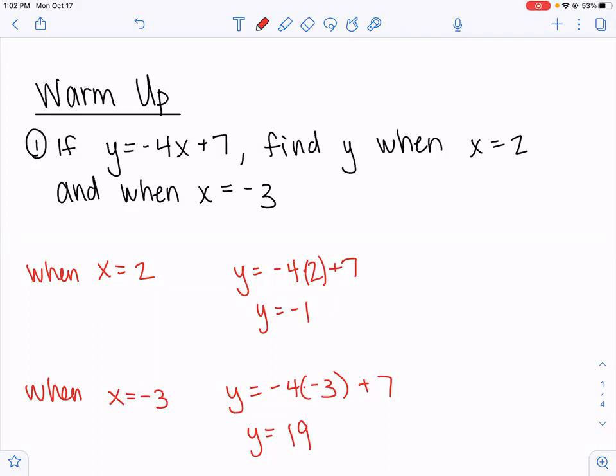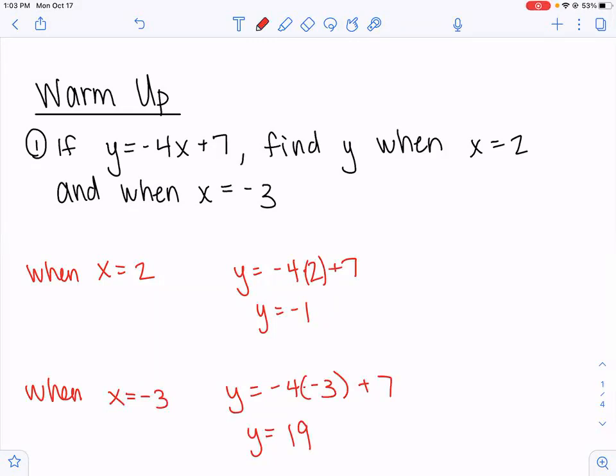Okay, now thumbs up, thumbs middle, thumbs down. How do you feel about plugging a number in for X? You are telling me that you can plug a number in for X. Okay, guess what? That's all we're doing today. Yay! But it's going to look a little different, because we need to talk about function notation. Okay?